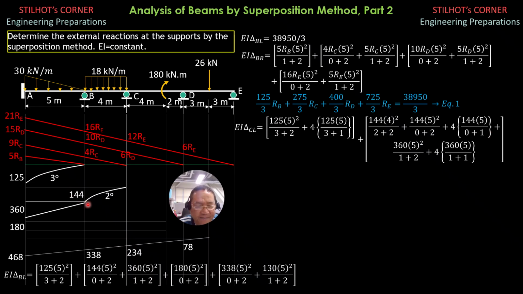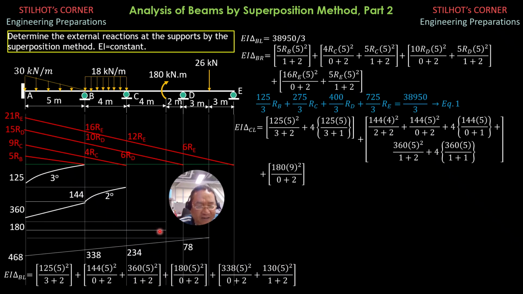Then for the additional moment, which is 360, take note we are computing delta C. So for the deflection due to this moment, 360, 5 square over first degree plus 2. Then for the additional deflection due to slope at B due to this moment is 4 times 360 times 5 over first degree plus 1, which is that.